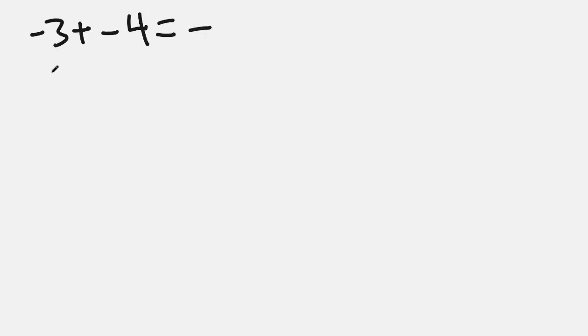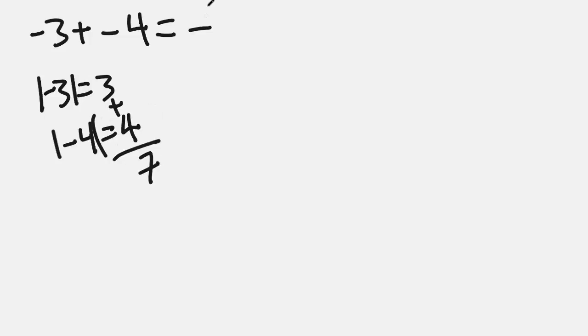Next, we can take the absolute value of both numbers. So the absolute value of negative 3, and that's 3. The absolute value of negative 4 is 4. And what we do is then we add the absolute values of these numbers. So, 3 plus 4, that's easy. That's 7. So the number will be 7, but the sign will be negative. So the answer is negative 7.